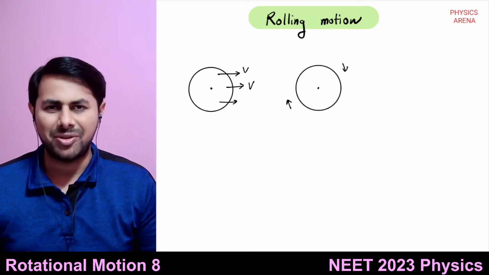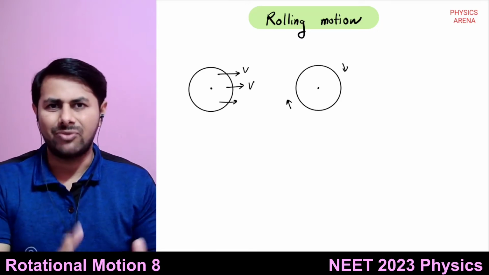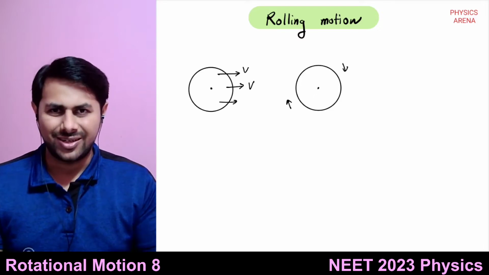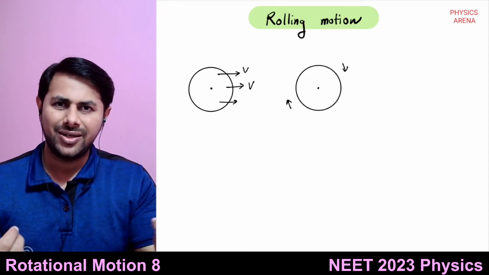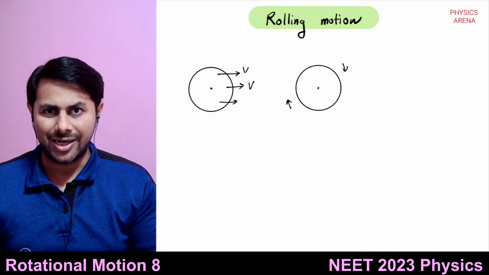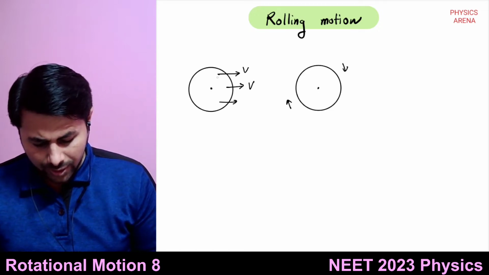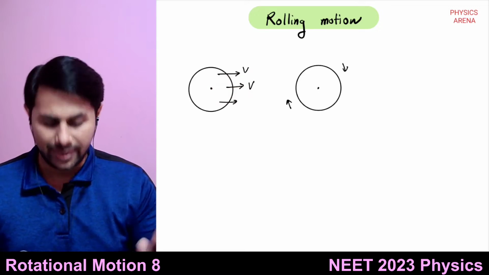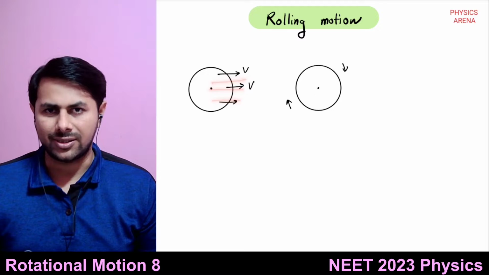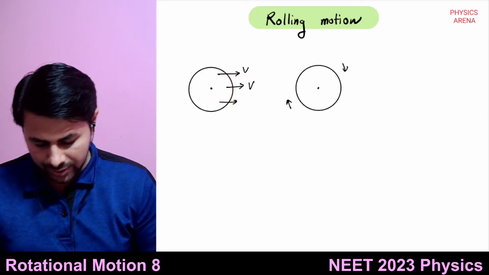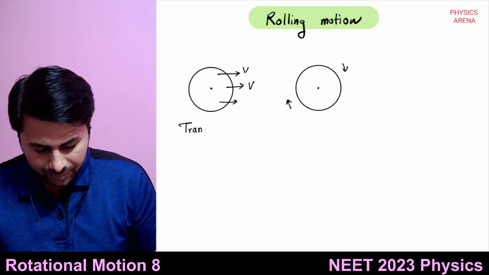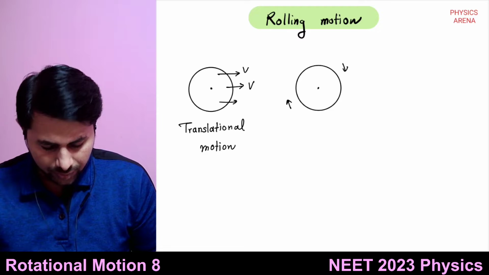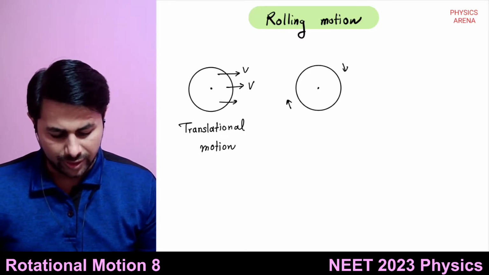It cannot happen that some particles move with greater velocity and some with lesser velocity. If it happens, what will happen? The body will break, right? Some particles will move ahead and some particles will be left behind. So when a body performs translational motion, when it moves in a straight line, all particles move with the same velocity. Now this is translational motion. All particles are moving with velocity v.